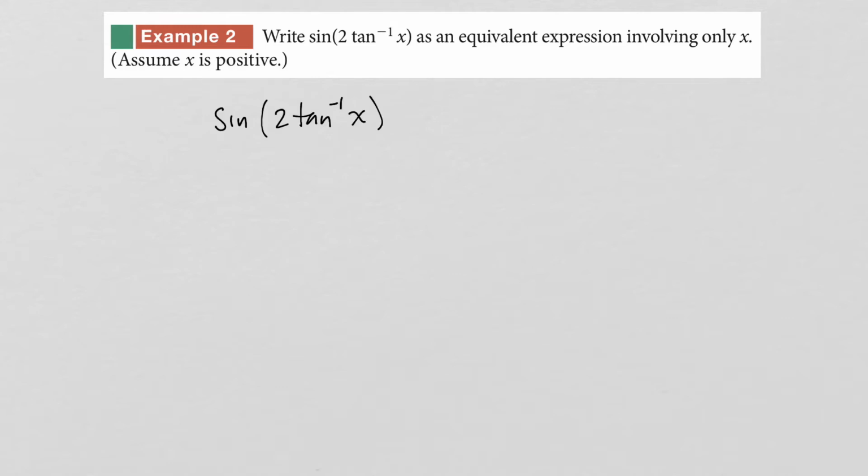Once again, we have an inverse trigonometric function here, and we're going to remember that this is nothing more than an angle. And so I'm going to give that angle a new name. I will let A represent the inverse tangent of x. When I do that, this expression now becomes the sine of 2 times A.